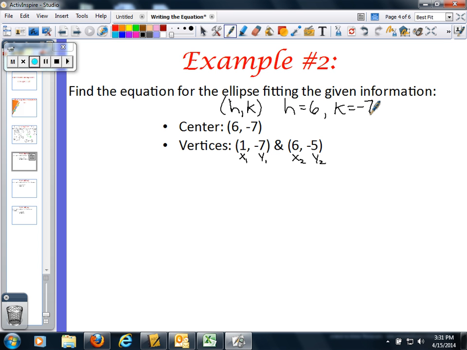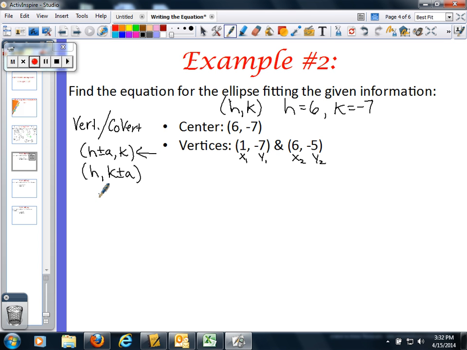And the other thing I notice is that if you remember with the vertices, one of them is going to be H plus or minus A, K, and the other one is going to be H comma K plus or minus A. Alright? So knowing that's true, if I look at the first point, my K's are going to be the same. Alright? And this is for vertices/covertices. Okay? So my K is the same here, which means I'm looking at this right here.